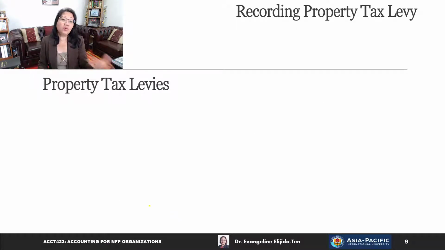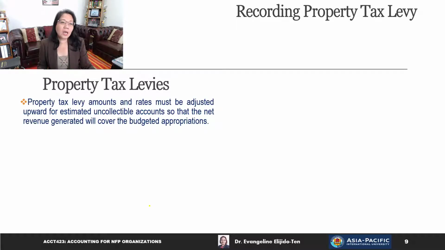Now let's move on to property tax levies. Now recall that property tax levy rates must be adjusted either upward for estimated uncollectible accounts or downward. No, actually, there's no such thing as adjusting downward. That would be nice if there is such a thing, isn't it?